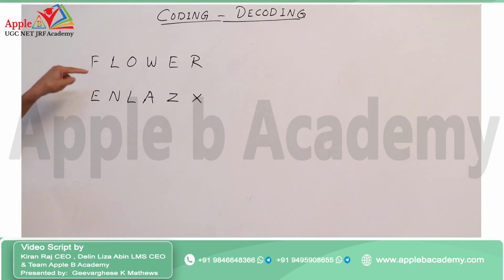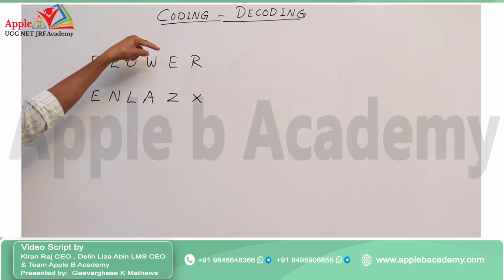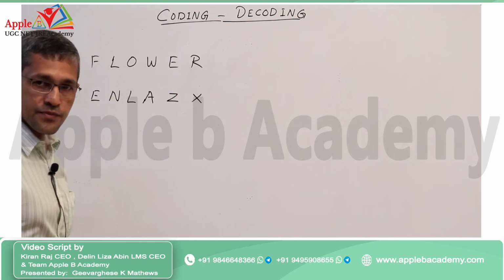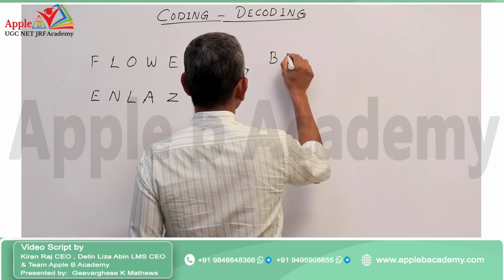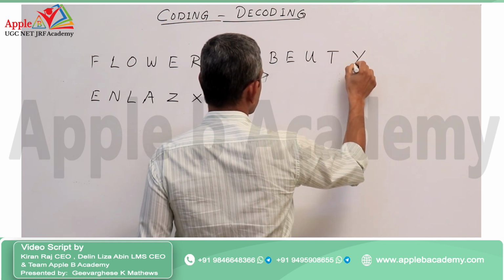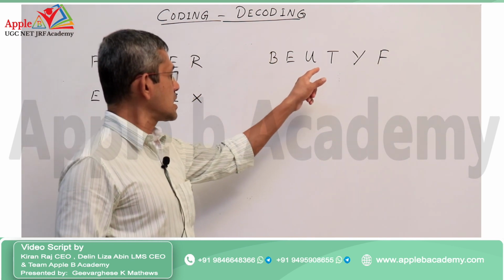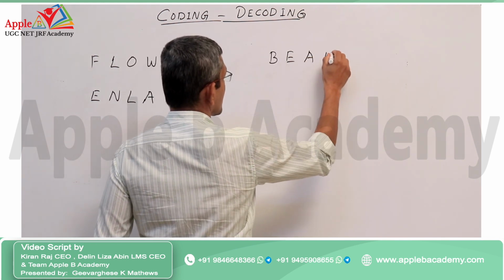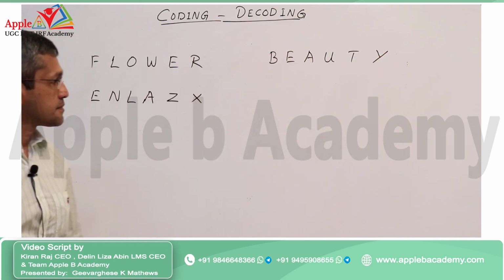So F is coded as E, L is coded as N, O is L, W is A, E is Z, and R is X. If that's the case, what is the code for beauty? So we have 6 letters here and we have 6 letters here as well.